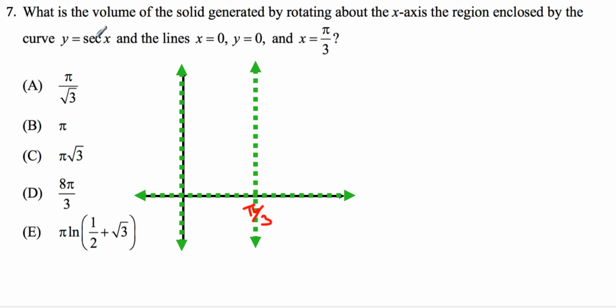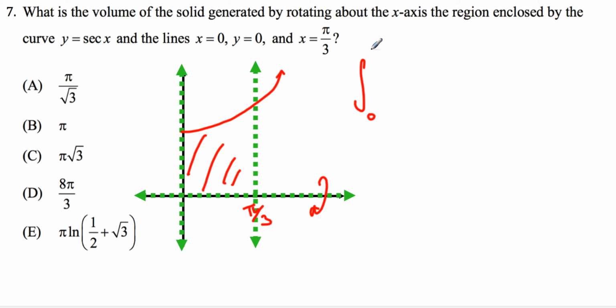Now, secant of x starts from 1, and then it goes up, and you will have the vertical asymptote when x equals pi over 2. So we're not there yet. So this can be the good area which we can look at. Now, this is rotating about the x-axis, so we can do the disk method once again. Then what do we end up getting?